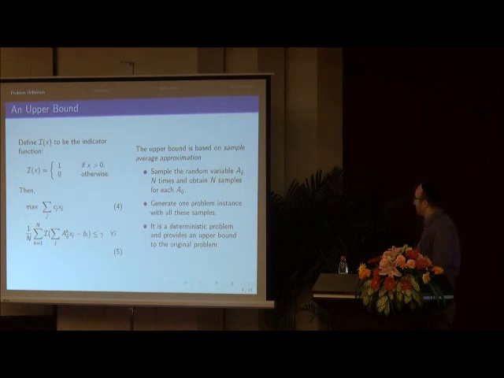What you do is sample the random variable a_ij n times and obtain n samples for each a_ij. And then you generate one big problem instance with all these samples. The problem becomes deterministic and it provides the upper bound. But it actually explodes the number of variables and the number of constraints. So solving it is going to be slow.